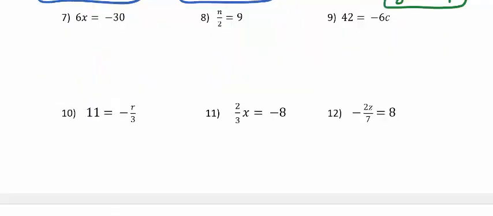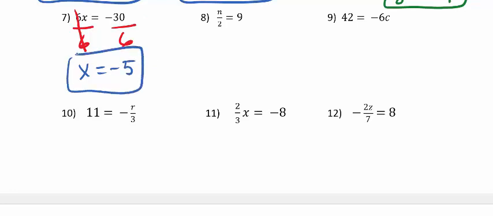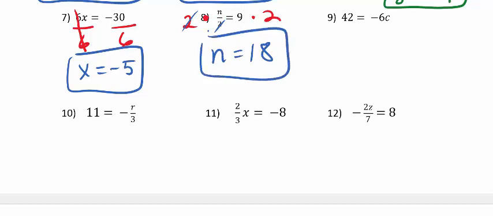In number 7, we have 6x equals -30. A 6 next to an x means 6 times x, so we have to do the opposite and divide both sides by 6. So that this 6 and 6 divide out, and we get x alone. And -30 divided by 6 is -5. In number 8, we have n divided by 2 equals 9, so the opposite of dividing is to multiply. So we're going to multiply both sides by 2, and that way this 2 and this 2 divide out, and we get n is equal to 9 times 2, which is 18.